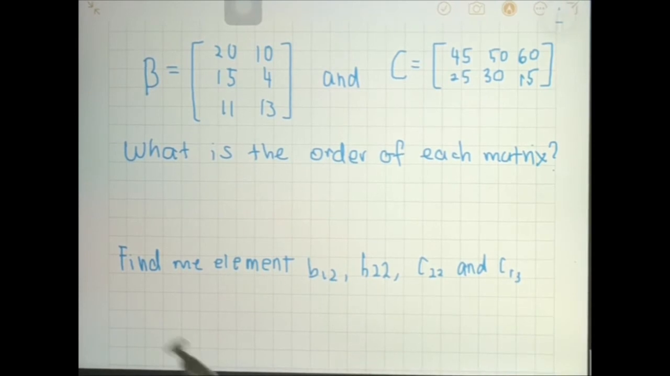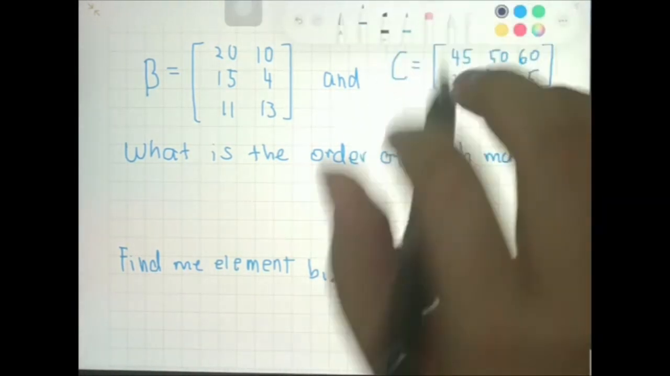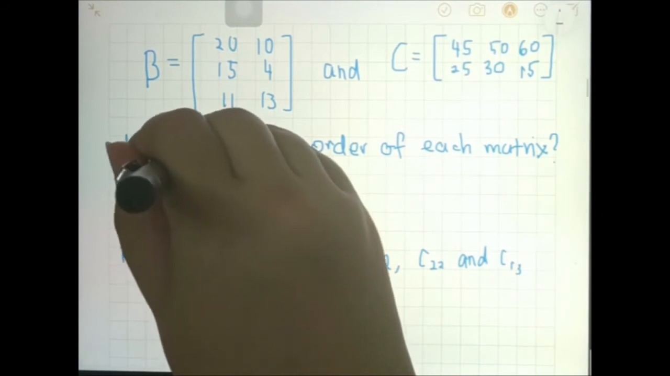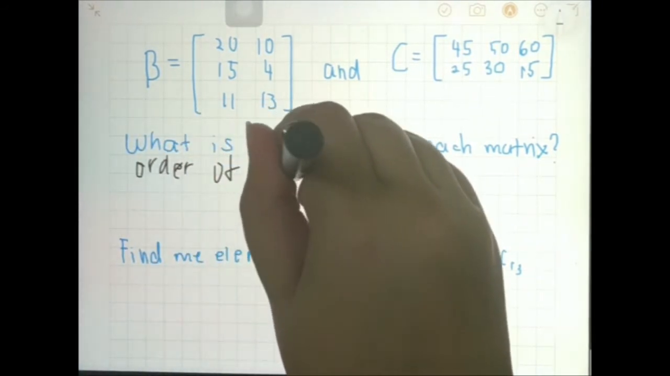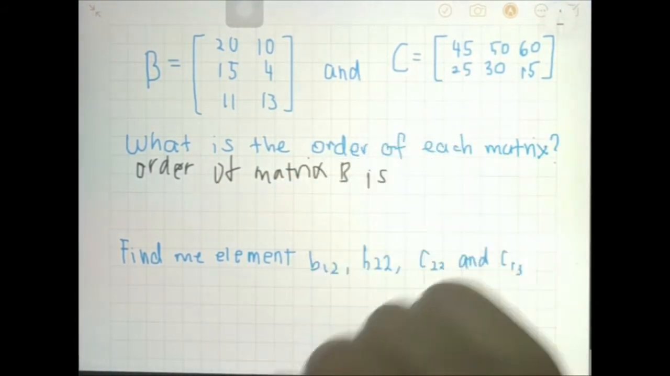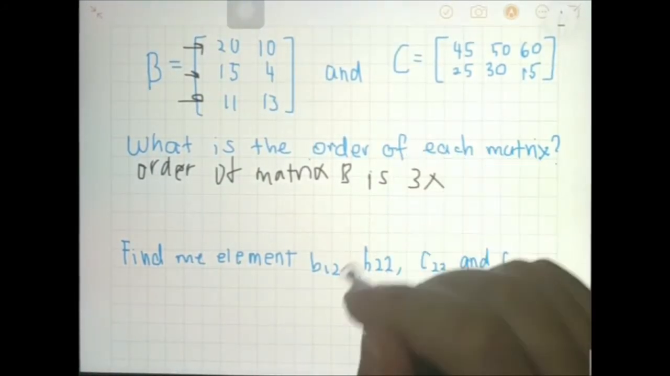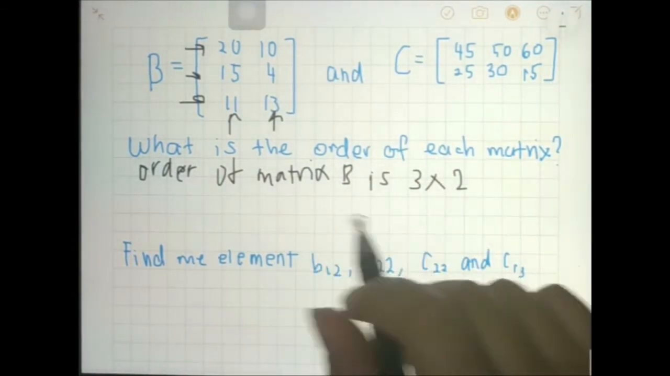Okay, let's look at these questions. I have matrix B and matrix C. The question asks, what is the order of each matrix? So let's change our pen color here. The order of matrix B is, let's see how many rows. 1, 2, 3. Okay, 3. 3 by how much? There's 2 columns, 1, 2. So 3 by 2. Okay, that is the order of matrix B.